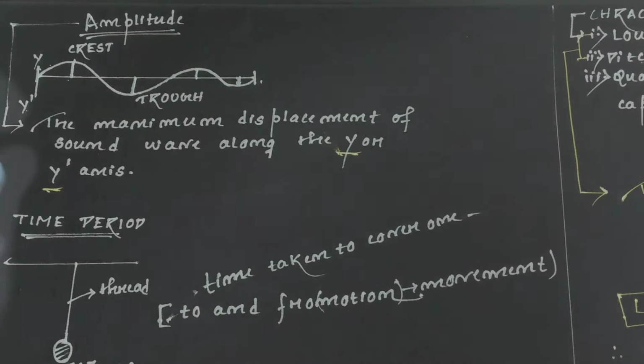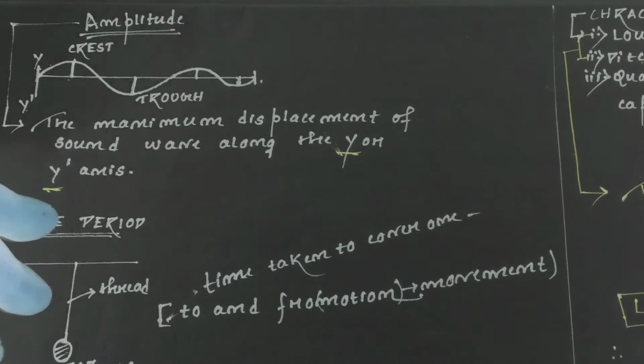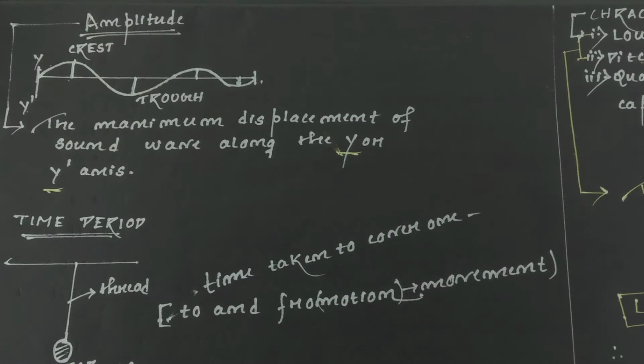I was explaining to you about the crest and trough of the wave, that the crest is just the upper part and the trough is just the lower portion of the wave. So now we have discussed amplitude, that the maximum displacement of a sound wave along the y or y dash axis will be called crest or trough. So with the help of this diagram, let's see what a wave is.